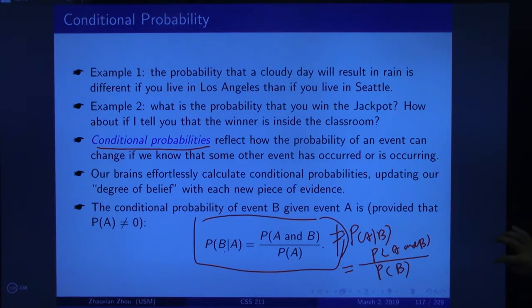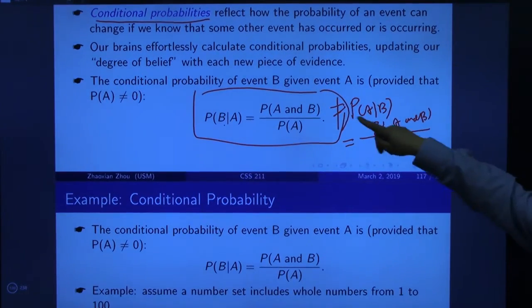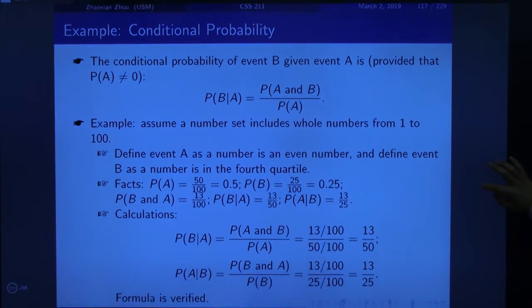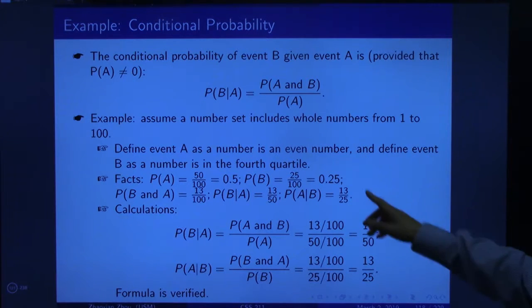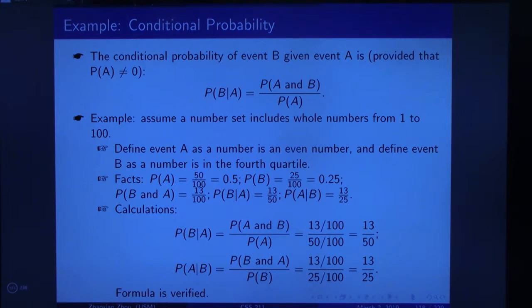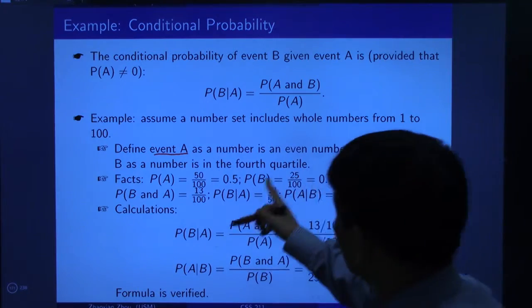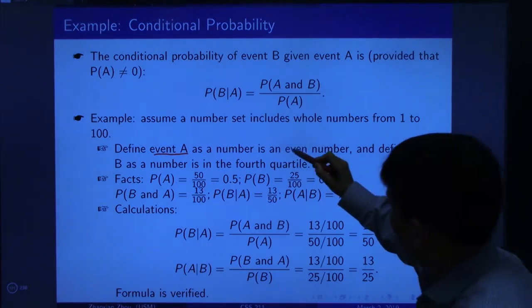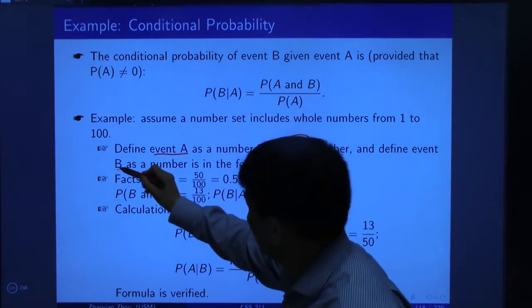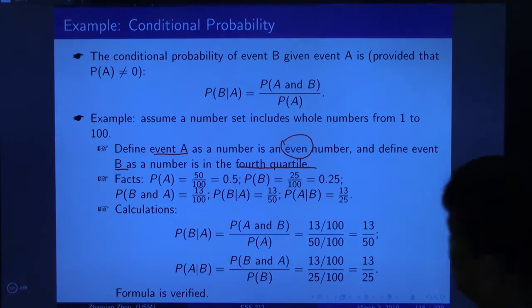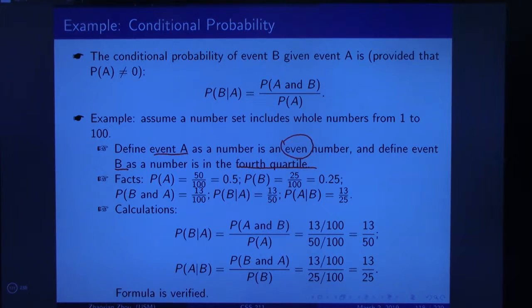Again, we have an example to see how to do this. I copy this formula to here, so easier for you to see this. We assume a number set includes whole numbers from 1 to 100. So 1, 2, 3, 4, 5, all the way to 100. We define event A as the number is an even number. So event A is an even number. We define event B as the number is in the fourth quartile. That means it is 76, 77, 78, and all the way up to 100.